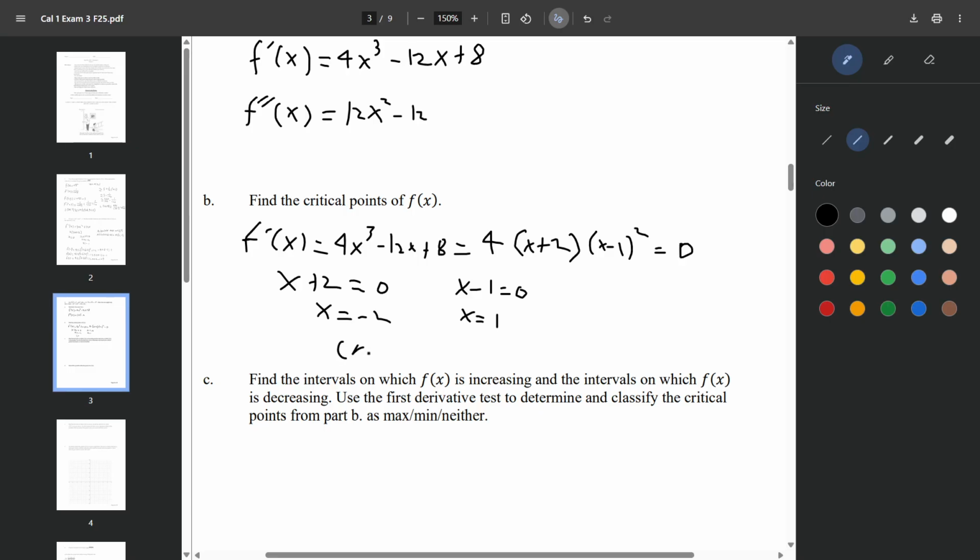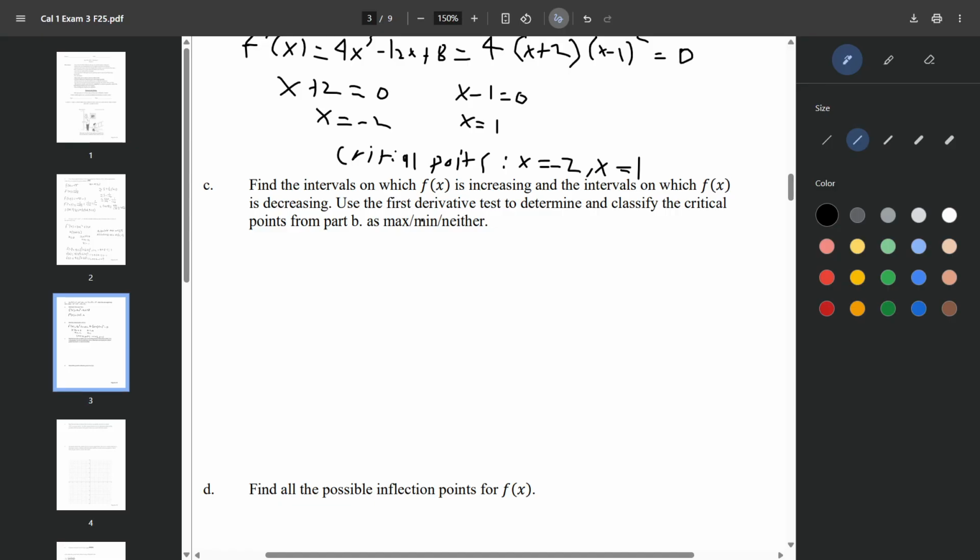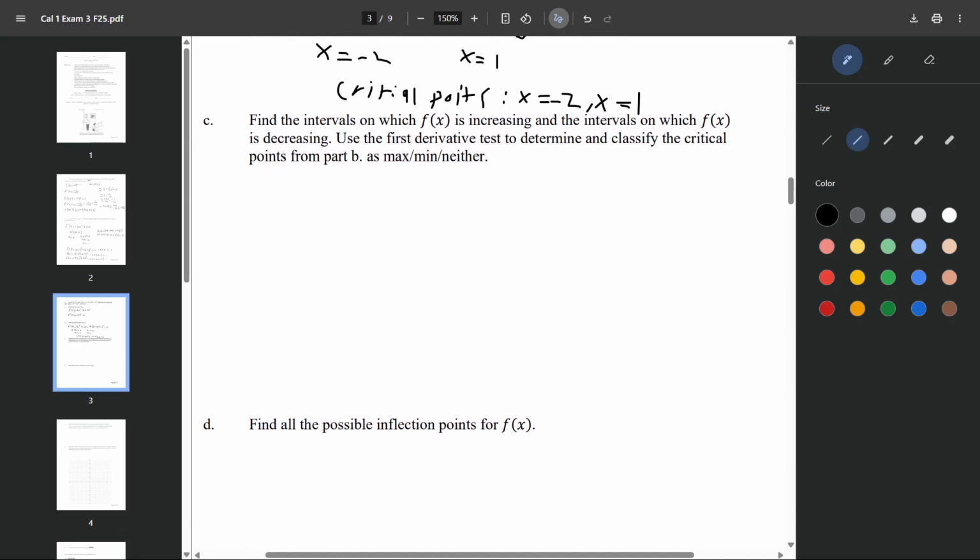And so our critical points are at x equals -2 and x equals 1. Alright, and that is all for that part.